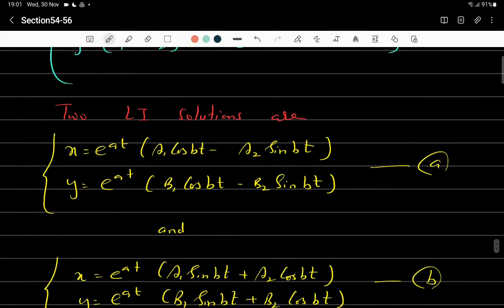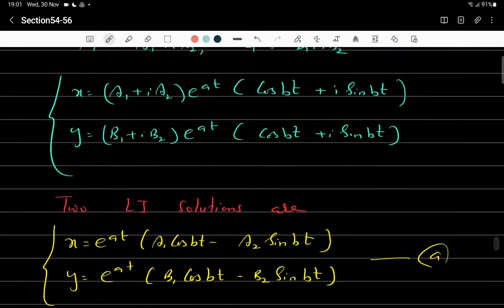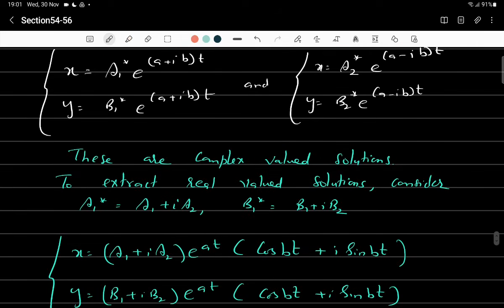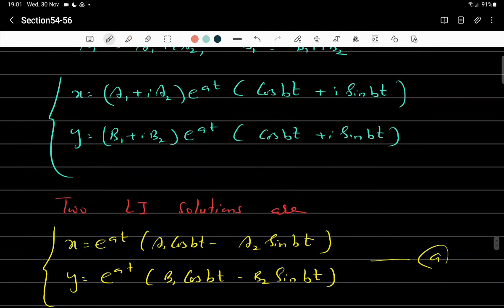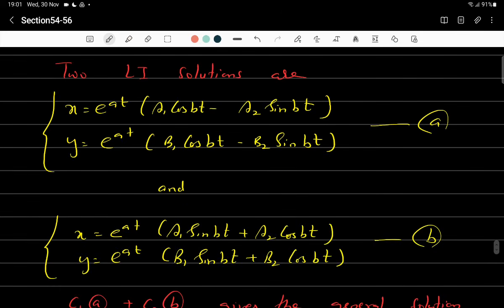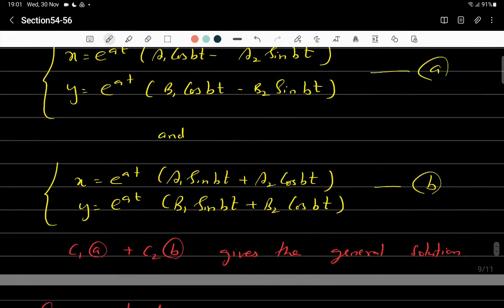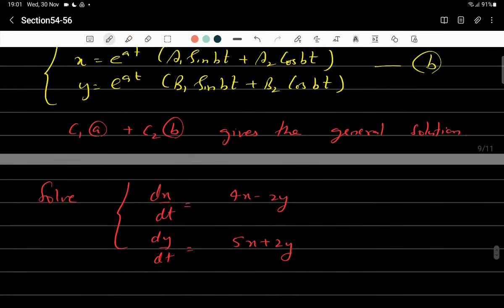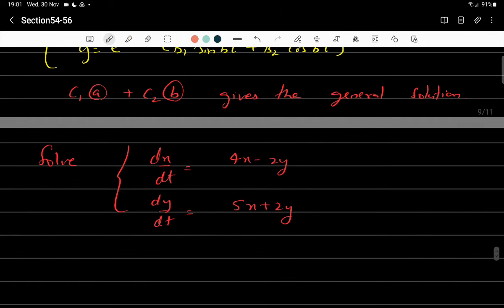So you can try by yourself, or you just need to remember the procedure, that you consider the constants to be a1 plus ia2, b1 plus ib2, in this form, and then you separate the real and the imaginary part. That gives you the required two linearly independent solutions. Things would be clear once we see this exercise. So try to compute the roots.